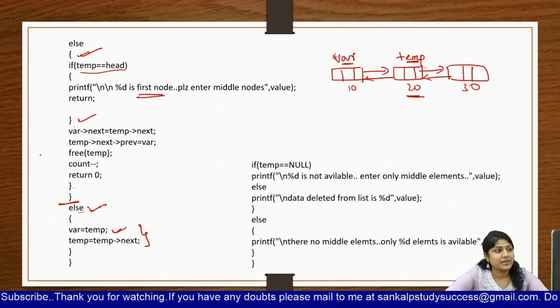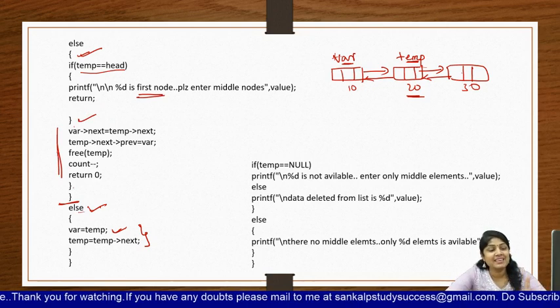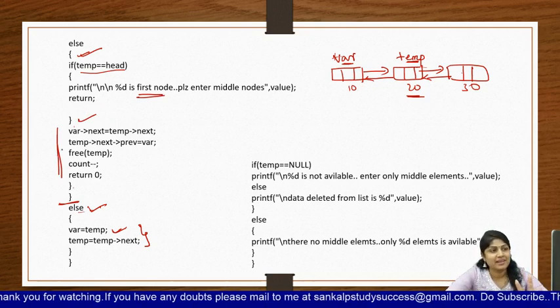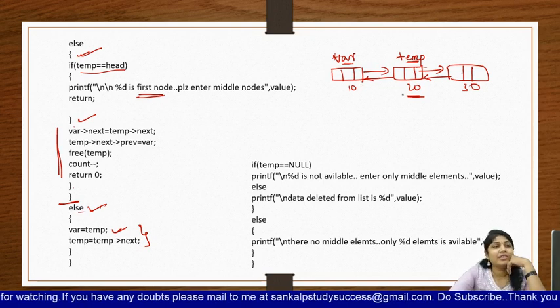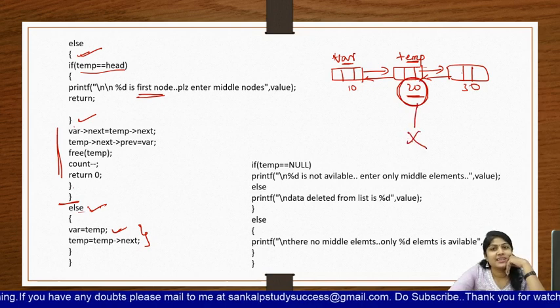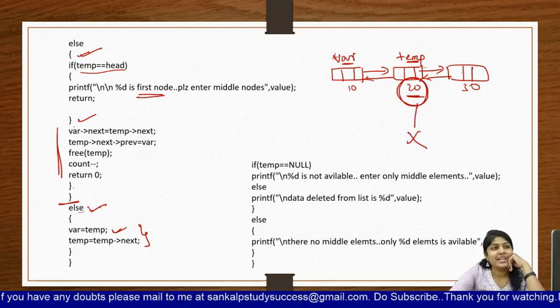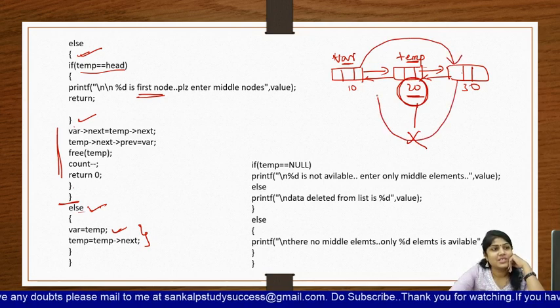Now come to here. This is the main program for delete middle. Delete a node middle. Okay. So now what we have to do? I want to delete this, right? So నేను దీన్ని delete చేయాలి అంటే what I have to do? I need to assign this to this and this to this.